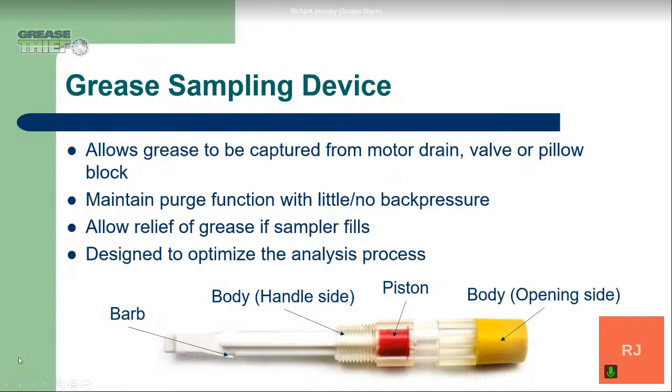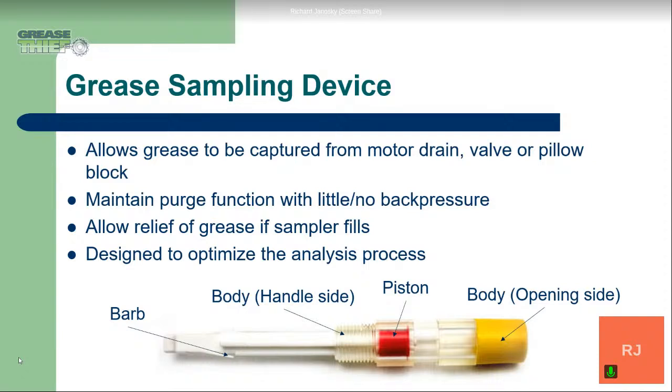The grease sampling device allows for the grease to be captured at the motor drain we saw in that previous picture. It also can be used to take a sample from an opening if that is necessary. The grease thief maintains the purge function by not increasing or adding back pressure to the system. It allows that grease to continue to flow how it's intended. And the design is also optimized for the analysis process.